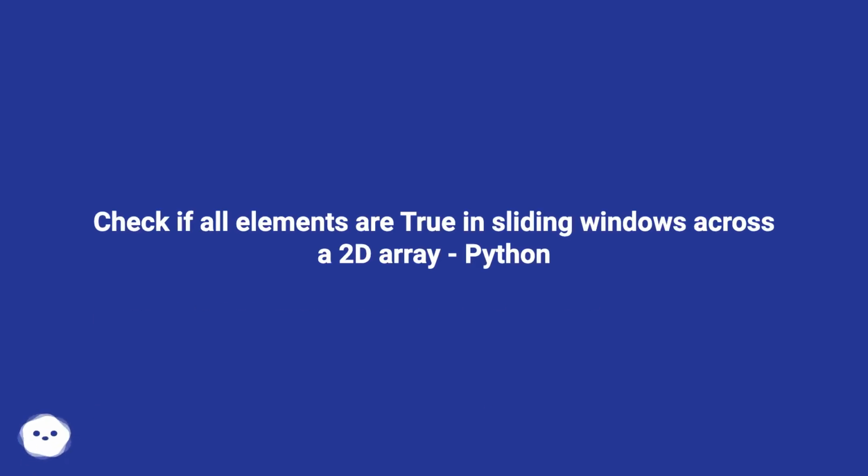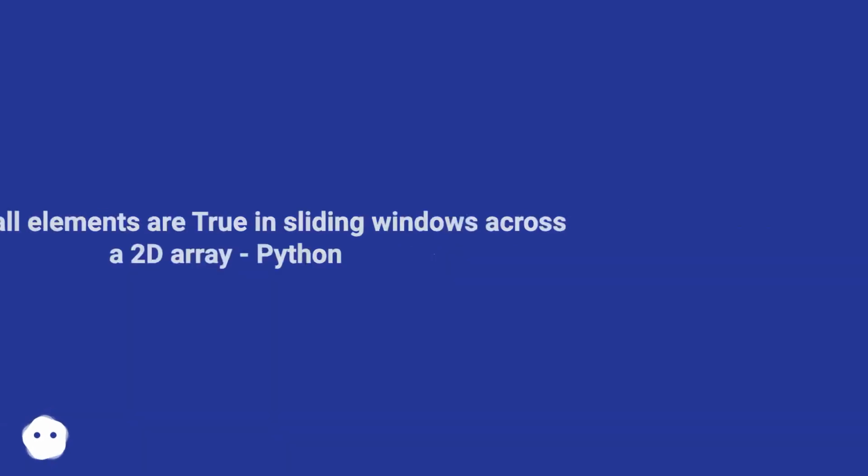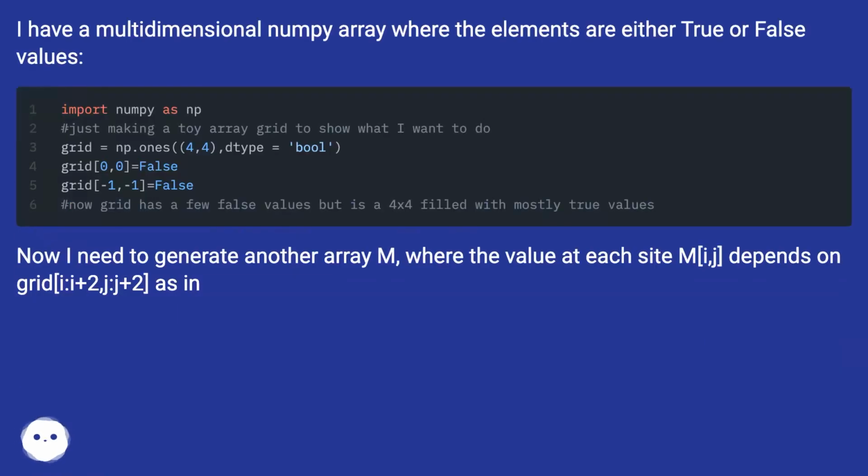Check if all elements are true in sliding windows across a 2D array, Python. I have a multidimensional numpy array where the elements are either true or false values.